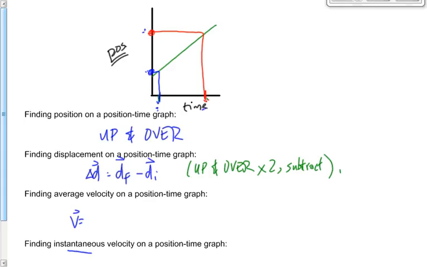I like to do this, though. I like to say the average velocity is the displacement over the time. Where'd you get the displacement from? Right here. So you see how one kind of flows into the next? Position is up and over. Displacement is, well, take your positions and then subtract them. Velocity is take your displacement and then divide it by time.